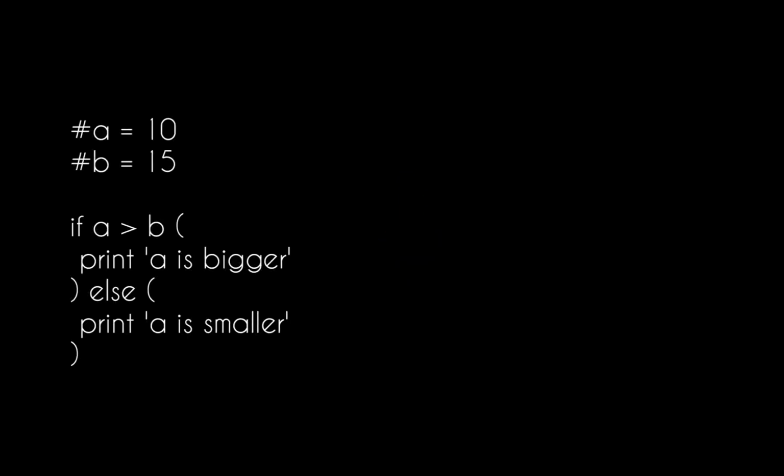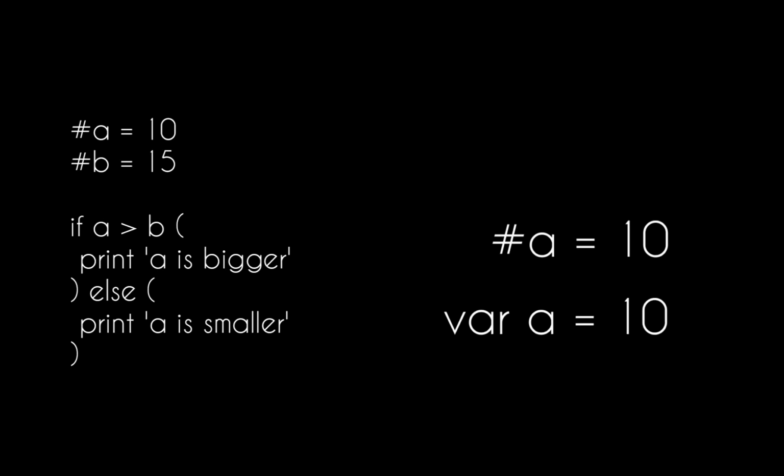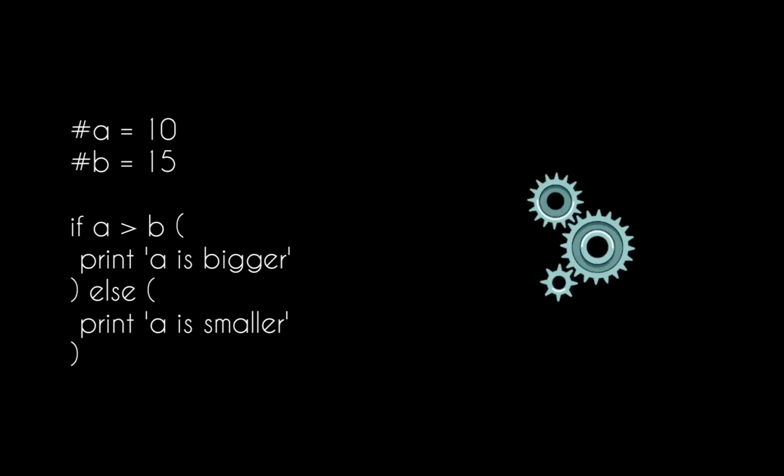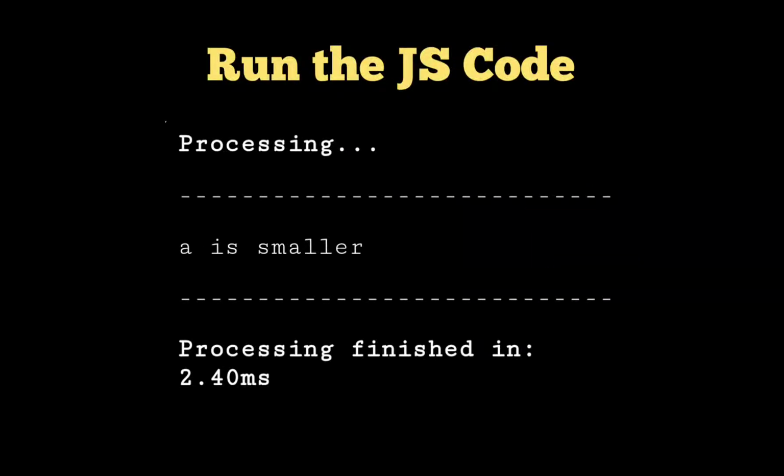Consider this piece of code. We will go line by line. The first line says hash a equals 10. The hash keyword indicates that this is a variable. So we can say var, and then the name of the variable, a, and the rest of it should be the same. Now we just repeat the very same process for every line and convert the whole code to JavaScript. Once done, run the JavaScript code and you should get the desired output.